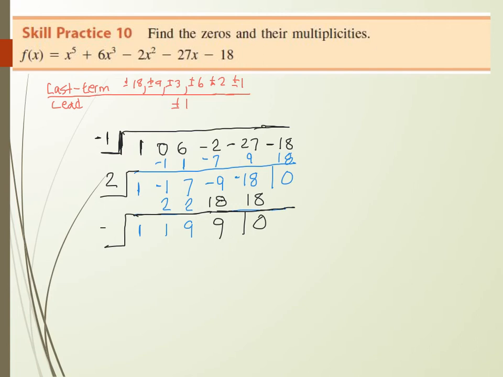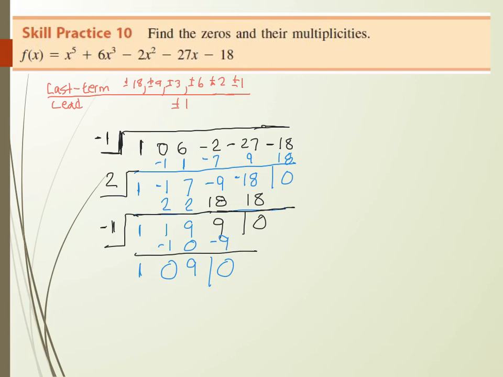So now whenever we have all positive numbers, 1, 1, 9, 9, we're going to try another -1. Right? This will work. We bring down a 1. We get a -1. It's a 0. That's 0. That's 9. -1 times 9 is -9. And that gives me a 0.